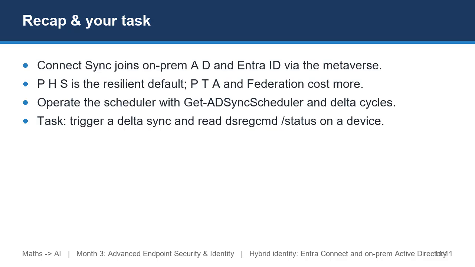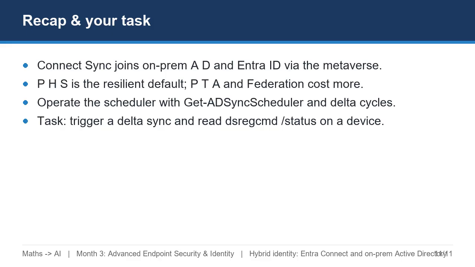Let's recap. Hybrid identity uses Connect Sync to join on-prem AD and Entra ID through connector spaces and the metaverse. Password hash sync is the resilient, low-overhead default, pass-through auth and federation buy you specific control at the cost of on-prem dependencies. You operate the engine with Get-ADSyncScheduler and force changes through with a delta sync cycle. And a device earns its cloud identity through hybrid join, which you confirm with dsregcmd /status.